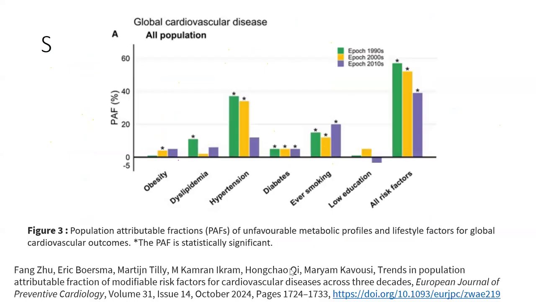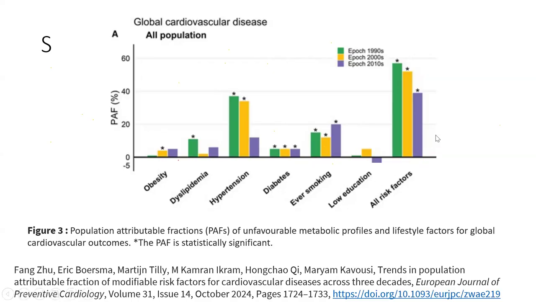This is another study which is reporting on population attributable fractions. Now they are looking at the trends in 3 decades, which they are calling epochs. So you have the 1990s, the 2000s, and the 2010s. And they are looking at population attributable fraction for cardiovascular disease. What do you see here? Do you see any pattern? If you see the y-axis, what you are seeing is the proportion of the risk of cardiovascular disease in the population which is attributable to these different risk factors.